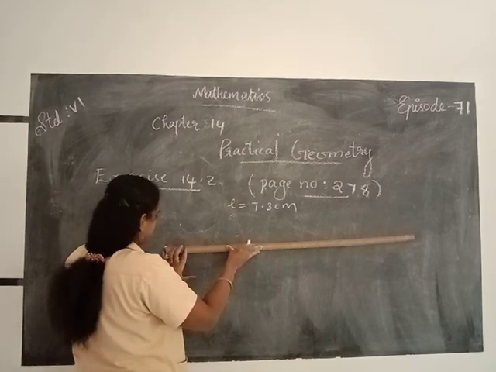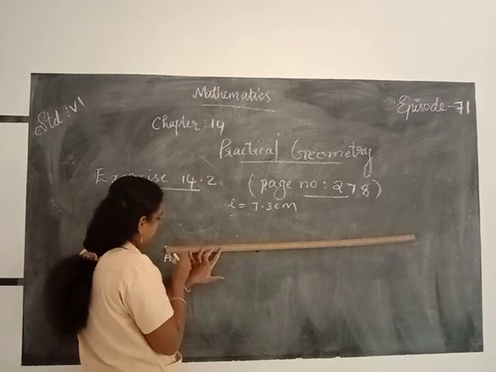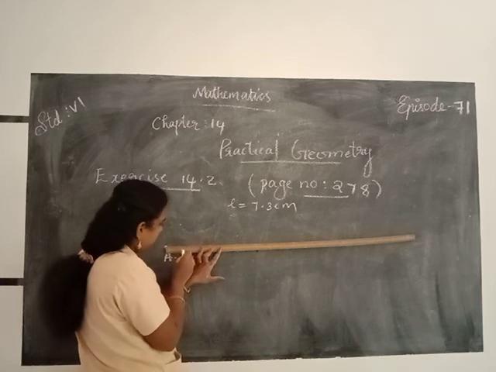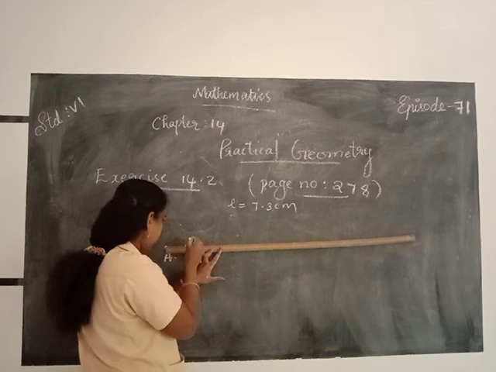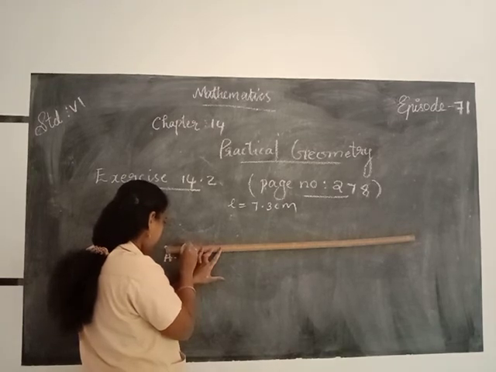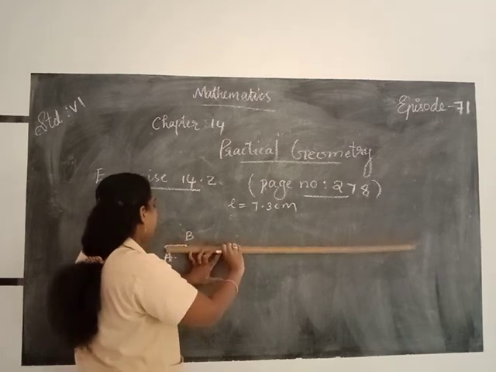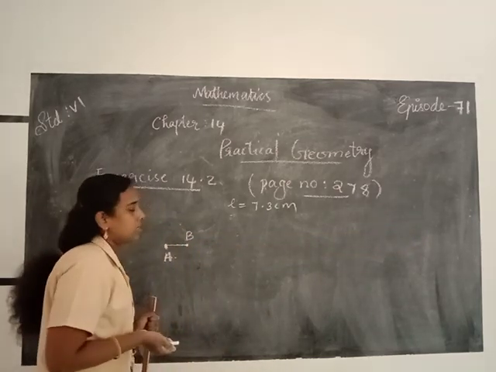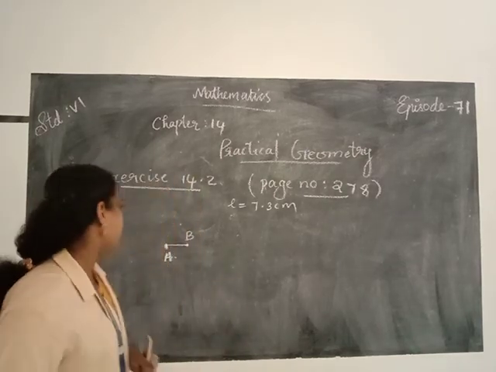Then mark the point B at 7.3 on the ruler. Here 7, 7.1, 7.2, 7.3. Here is point B, that is 7.3. Then join the 2 points, you get the line segment with 7.3 centimeter. Okay, then the next one.